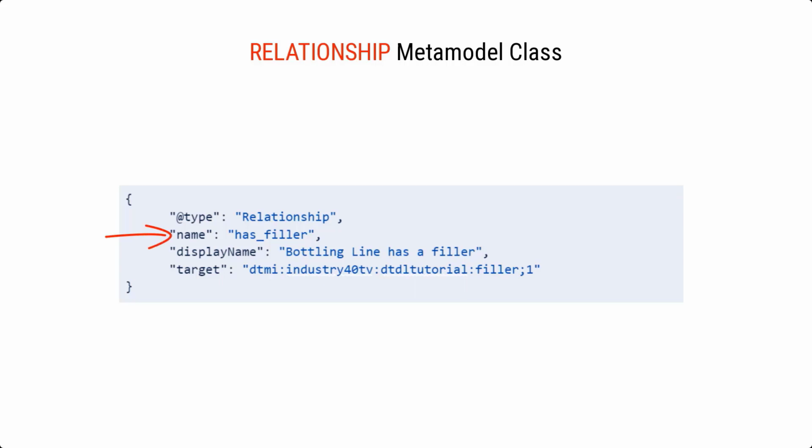You will notice that the name is typically used to represent the semantic meaning of the relationship, and the unique identifier of the related target model can be specified. We will discuss more about identities of DTDL models later. However, relationships can be defined with or without a target. Sometimes you might want to define a relationship without a specific target so that the relationship can connect to many different types of twins. Next, we have the component Metamodel class.